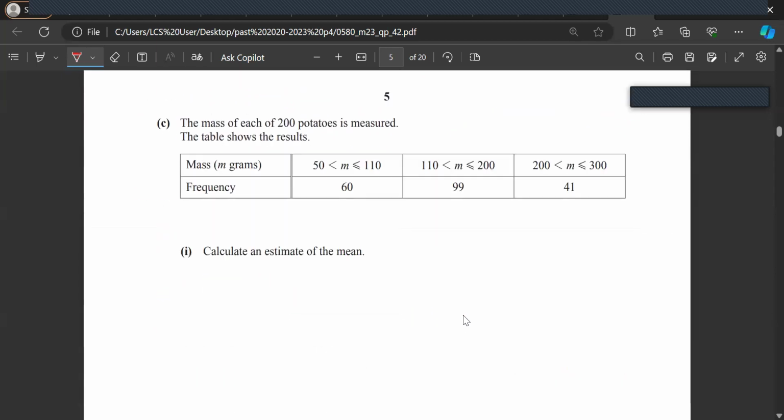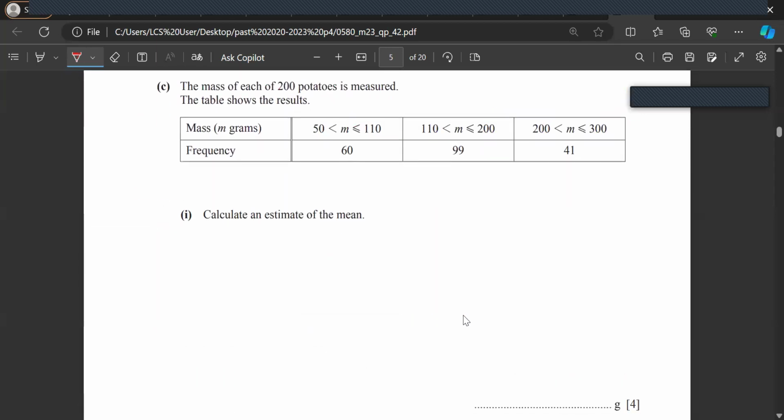For here, it is the same as what we did: multiply, then add the products and divide by 200. But here it is given as intervals. So what would I do? I will get the midpoint first between the two sides of the interval. How? Add them and divide by 2. Add 50 plus 110, divide by 2, it will be 75. Add 110 plus 200, then divide by 2, it will be 155. Same here, between 200 and 300, it will be 250.